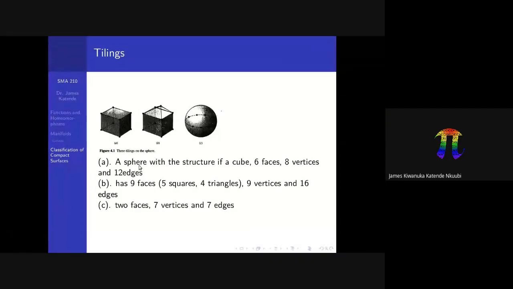So we'll go back to the presentation. If you use this as the first tiling on the sphere, then you end up with the structure of a cube which has 6 faces, 8 vertices, and 12 edges. If you check the second one, it will have 9 faces. It has 5 squares and 4 triangles.